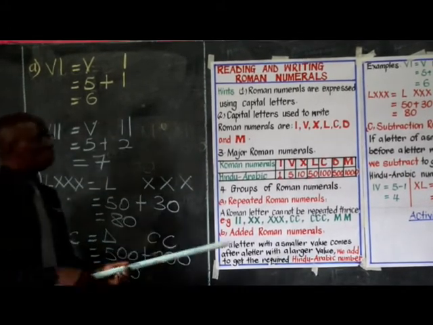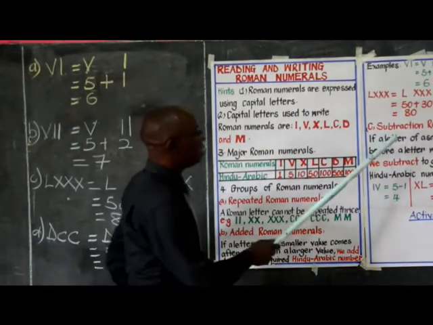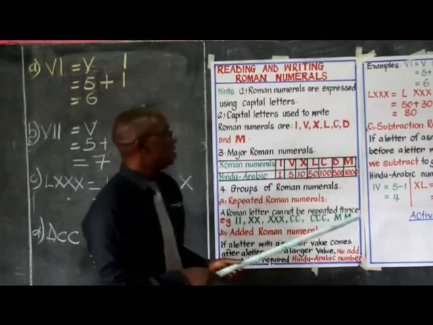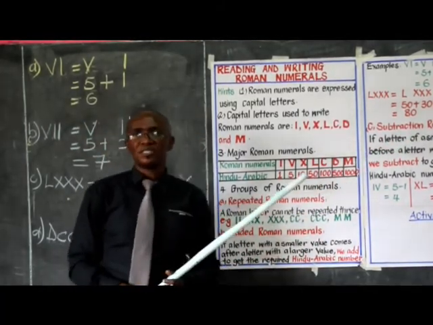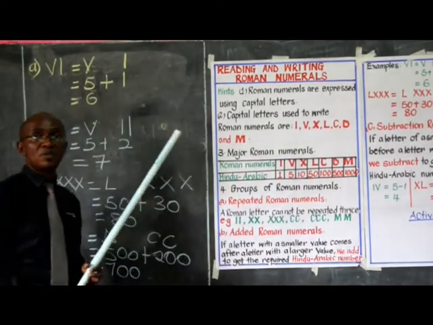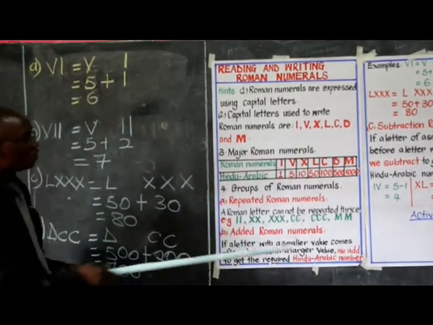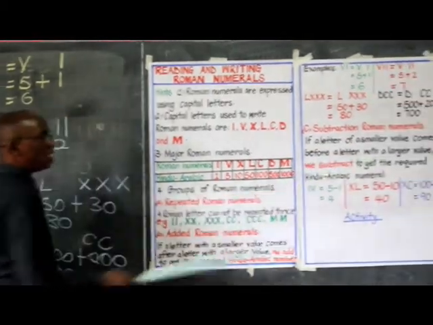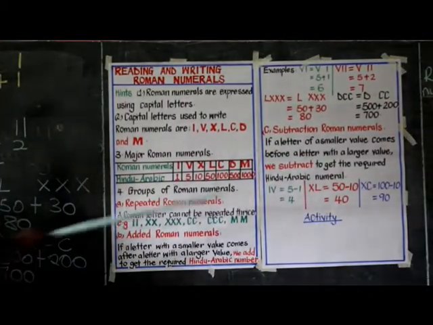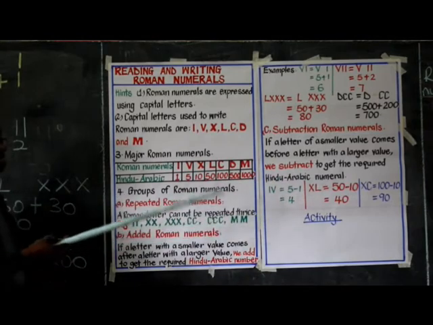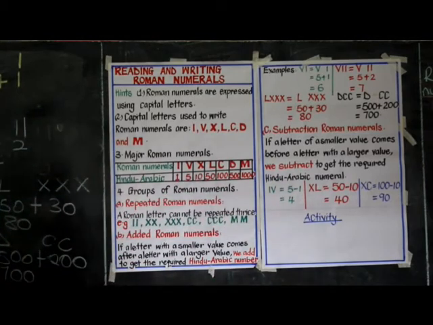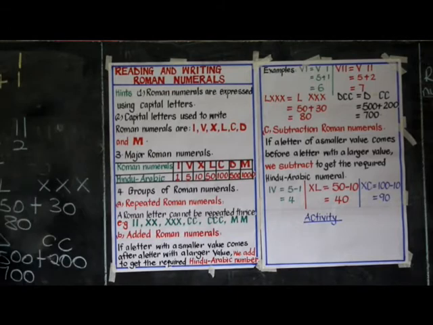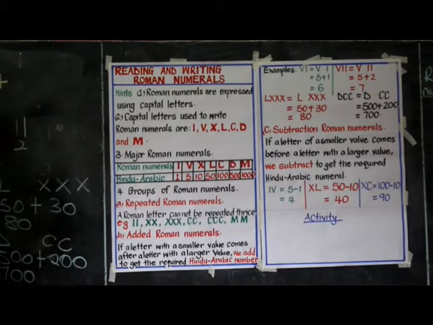So now, we are going to look at another category, and that is category C: subtraction Roman numerals. If a letter of a smaller value comes before a letter with a larger value, we subtract to get the required Hindu-Arabic numeral.